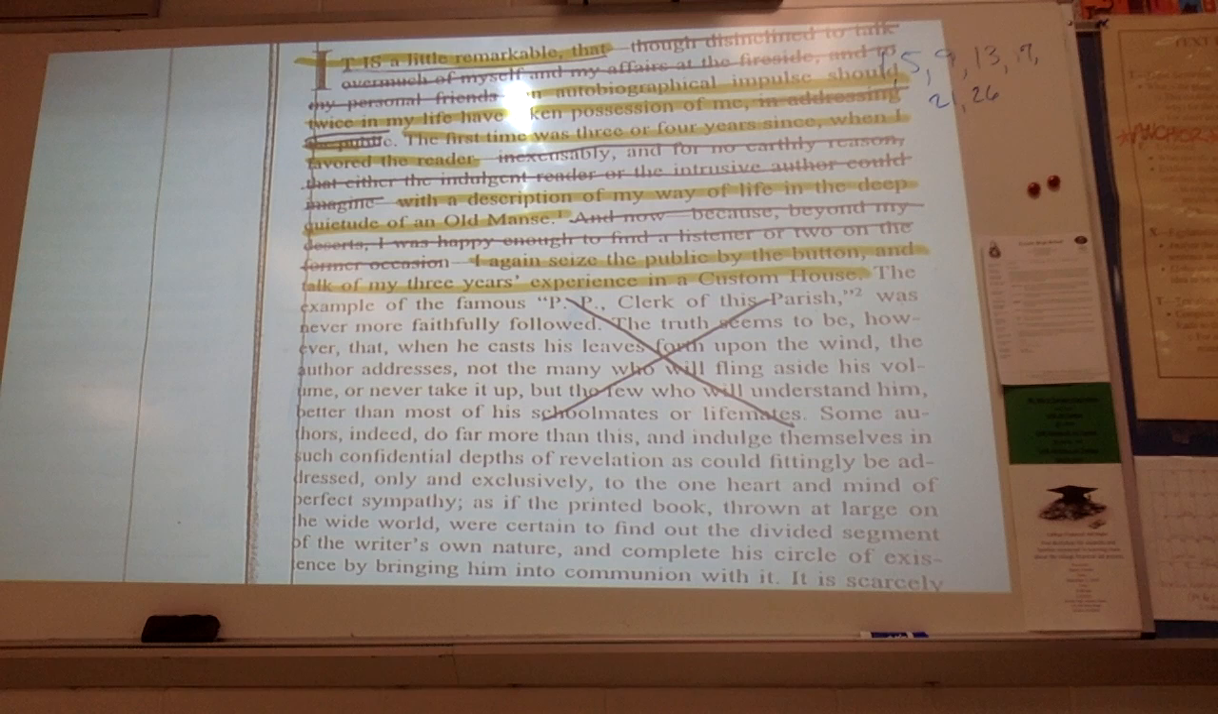So I want you to try this strategy of crossing out what's not important, making sure that those extraneous details are not clouding your understanding of what you're reading. And I'll give you another example.